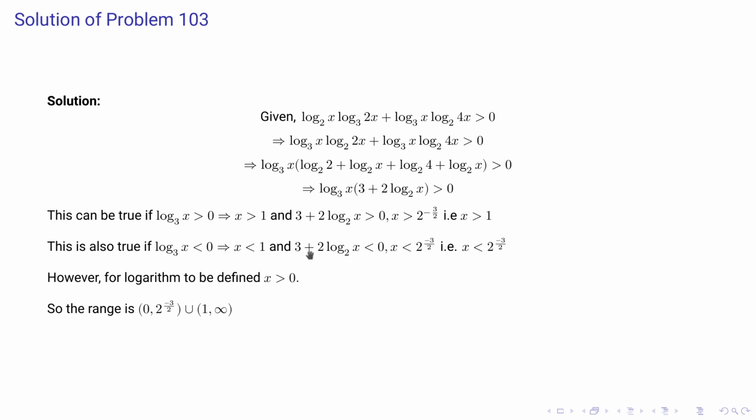So in the second case, x should be greater than 0, or rather, not in the second case. It is a general case that x should be greater than 0 for the logarithm to be defined. So the first range will start from 0 and go up to 2 to the power minus 3 by 2. And then in the second case, we have x greater than 1. That means the second range would be 1 to infinity.